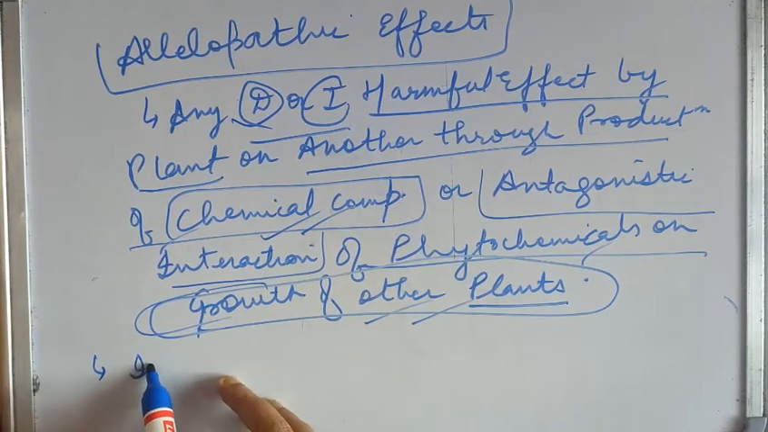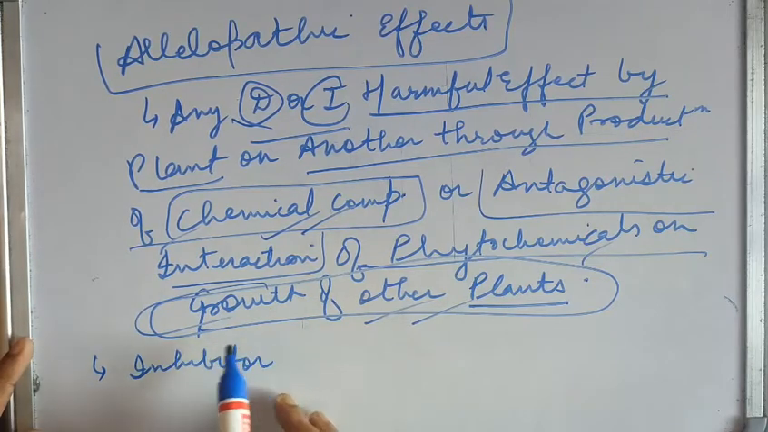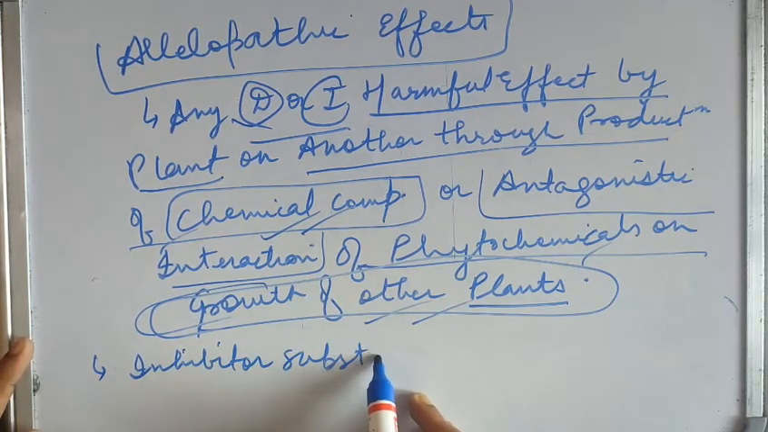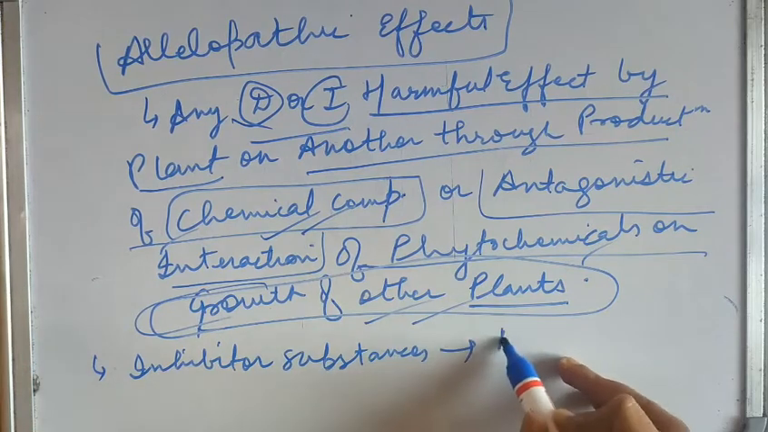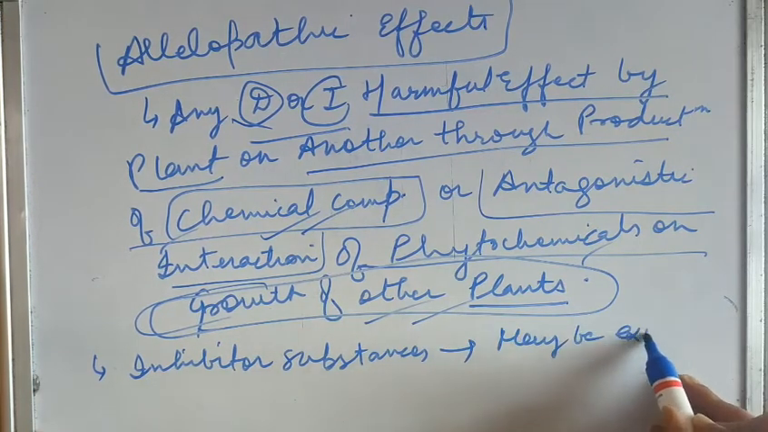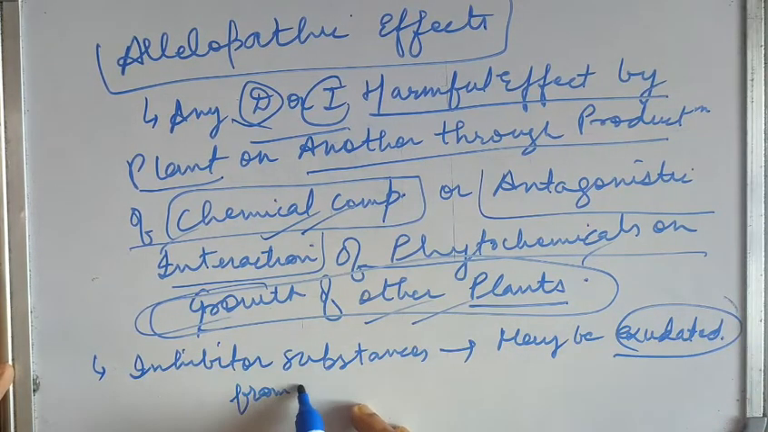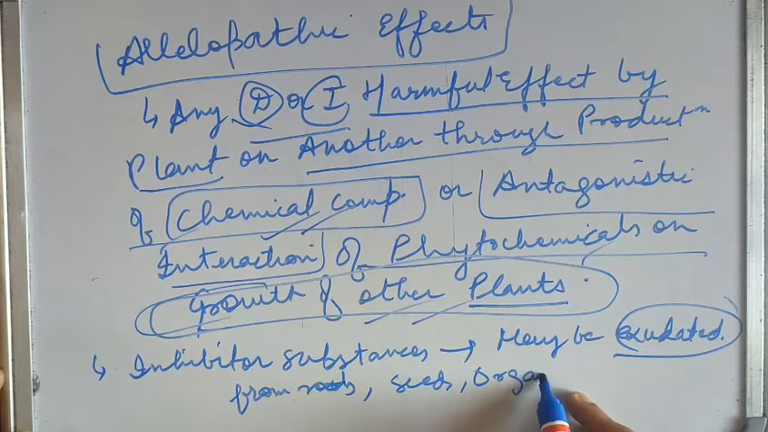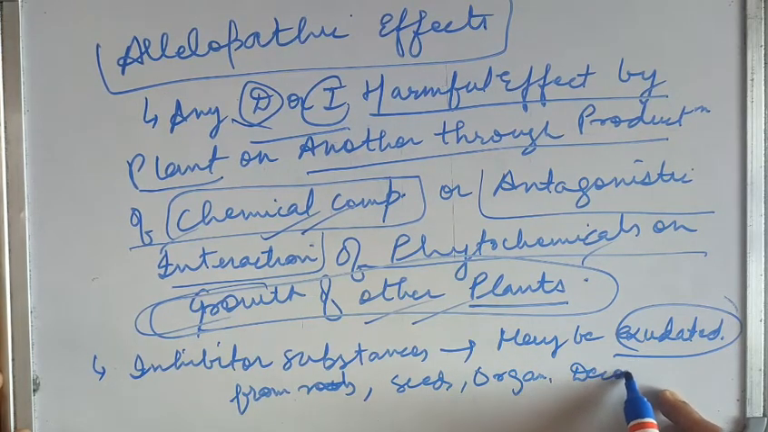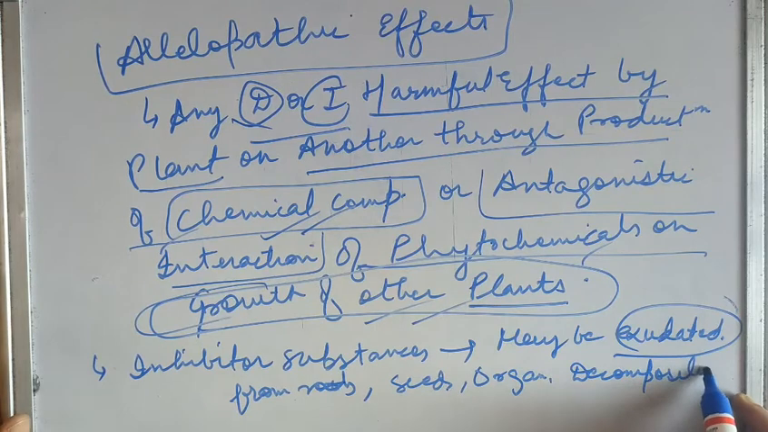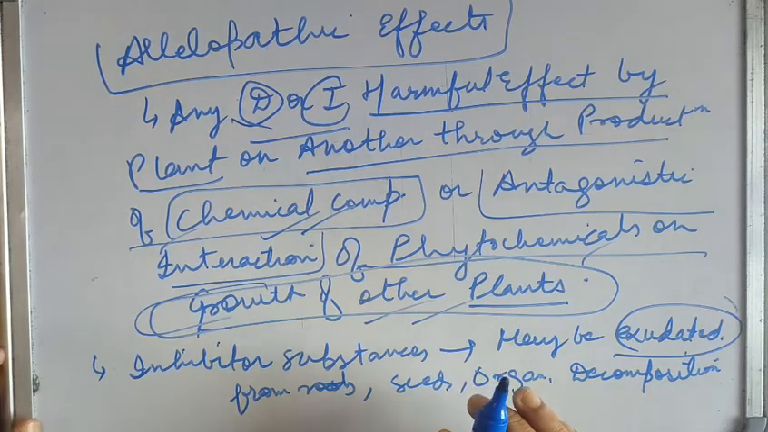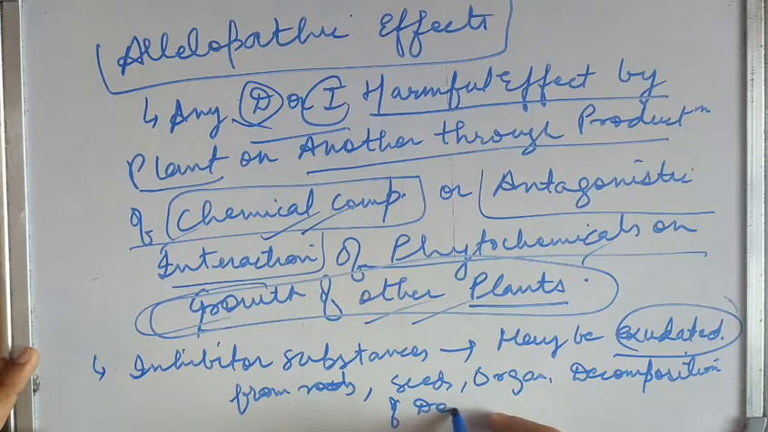Here one plant exudes inhibitor substance, releases inhibitor substance. Inhibitor substance may be exudated, that is released, from roots, seeds, any other plant organ, or decomposition of dead plants. When the plant dies, even its decomposition releases that kind of compounds.